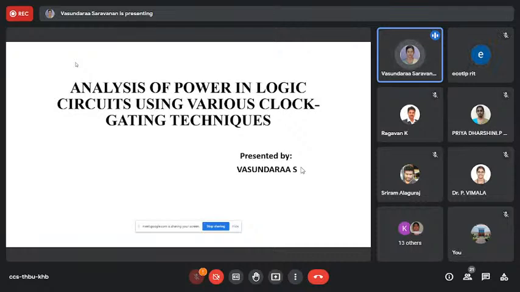Good afternoon, everyone. I am Vasundhara, final year student from ECE, Session Engineering College. Today I am here to present a paper on analysis of power in logic circuits using various clock gating techniques.